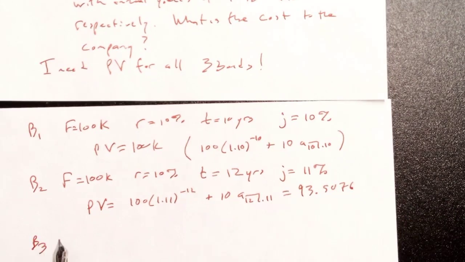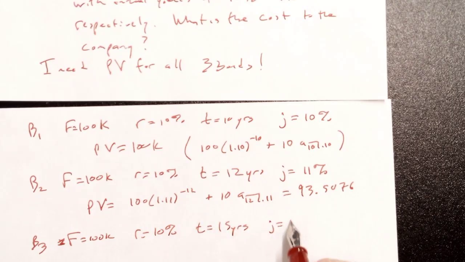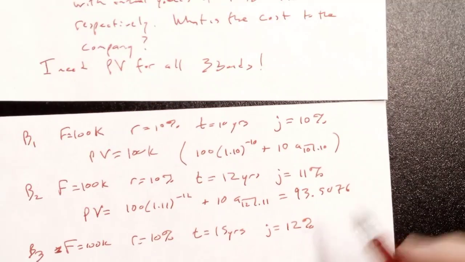And bond 3, face value of 100,000 again, coupon rate of 10% with a time of 15 years and a yield of 12%.